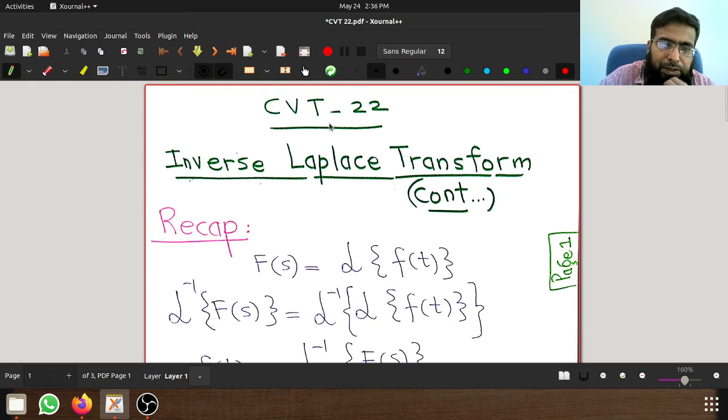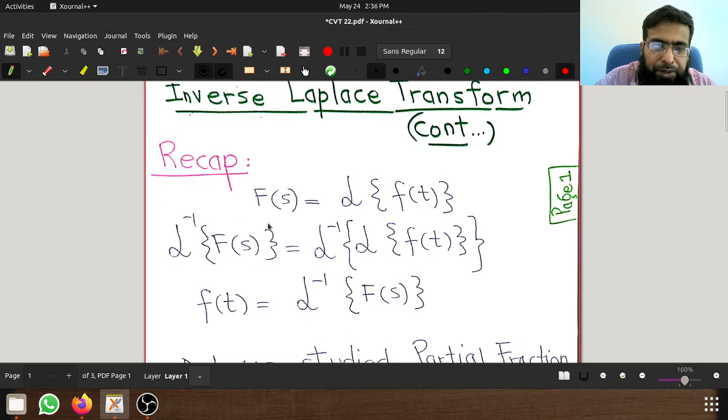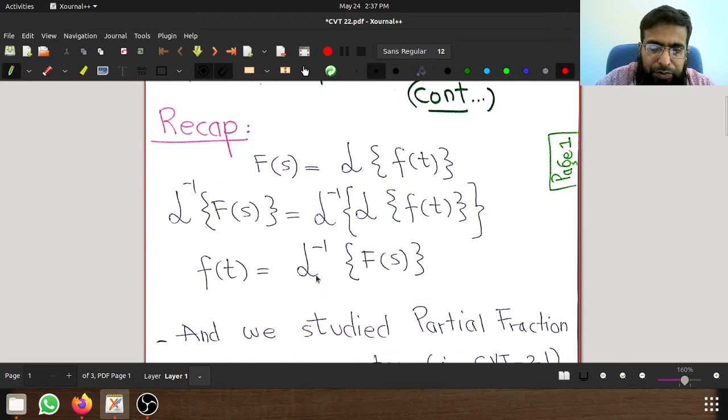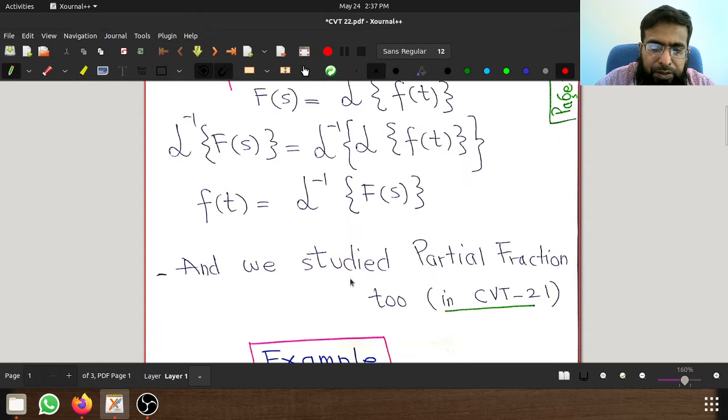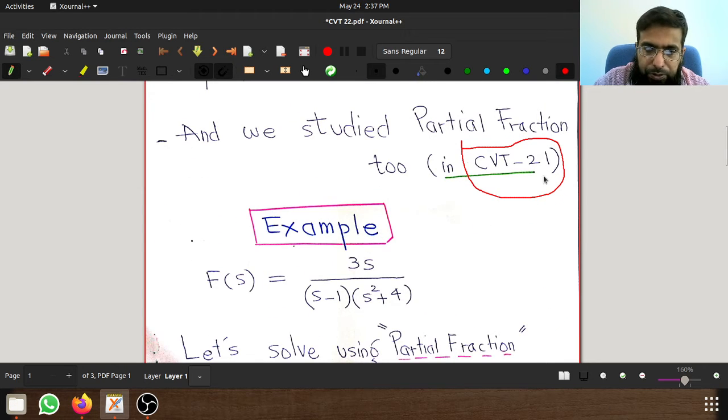In our last lecture CVT-21 we started studying inverse Laplace transform, and we'll continue that even in this lecture. Here's a small recap. F of s, the Laplace transform of a signal f of t, is written as Laplace transform of f of t. Applying Laplace inverse on both sides yields f of t is inverse Laplace of F of s. And we studied partial fraction too, when we cannot apply the linearity property directly. We apply partial fraction first and then we apply the linearity property to compute the inverse Laplace transform. We studied that in our last lecture CVT-21, available on my YouTube channel.